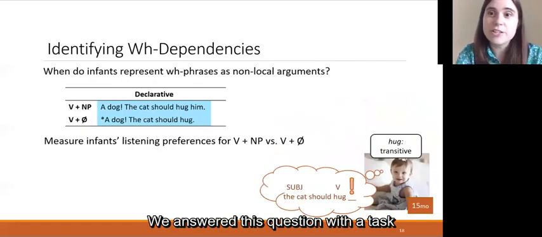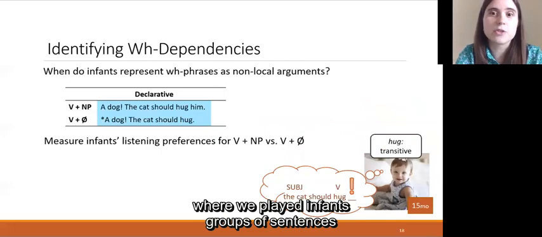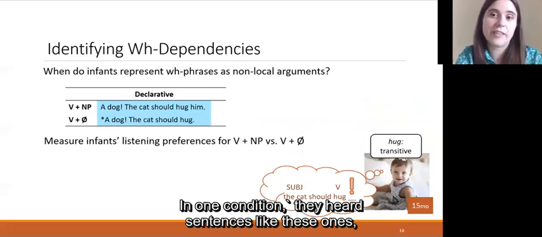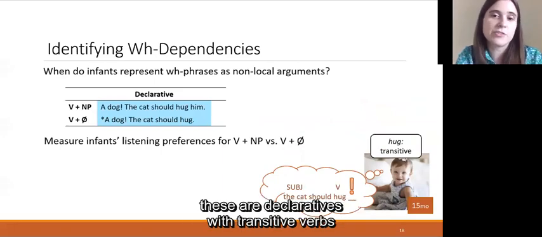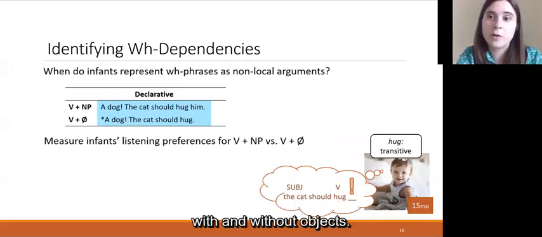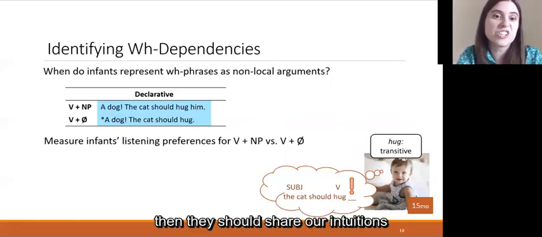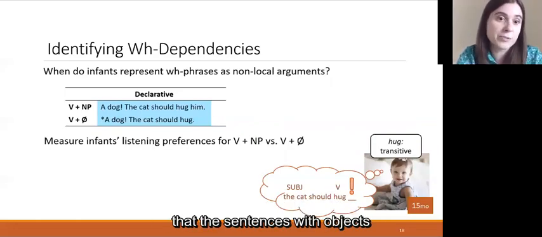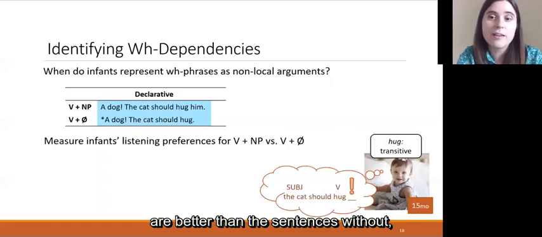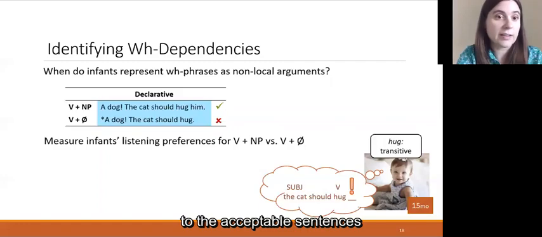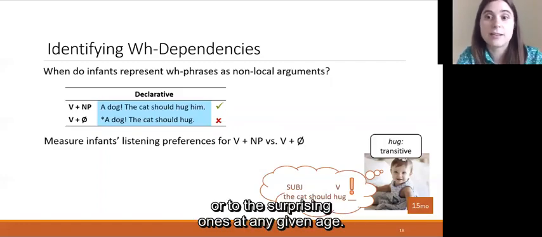We answered this question with a task where we played infants groups of sentences and measured how long they listened to them. In one condition, they heard sentences like these ones. These are declaratives with transitive verbs with and without objects. If infants know the argument structure of these verbs, then they should share our intuitions that the sentences with objects are better than the sentences without, and this will be reflected in their listening preferences in some way. They might listen longer to the acceptable sentences or to the surprising ones at any given age.